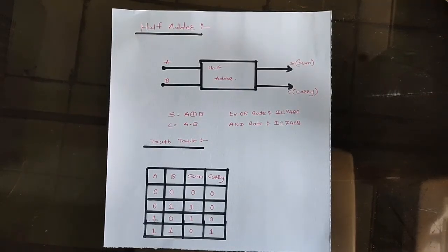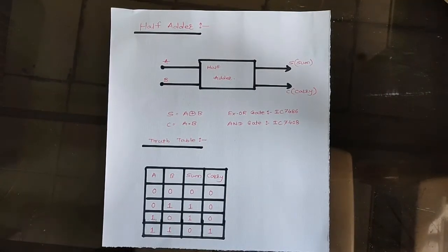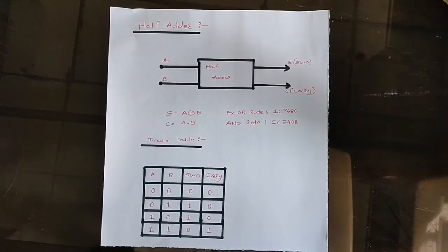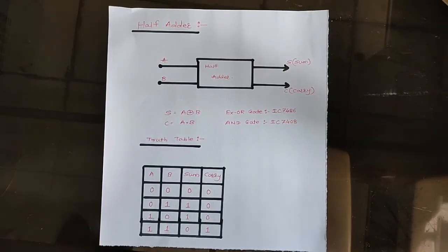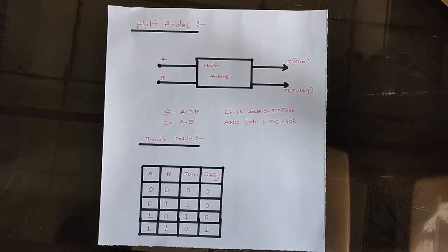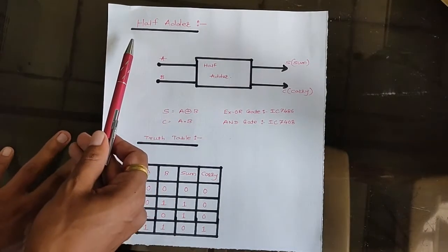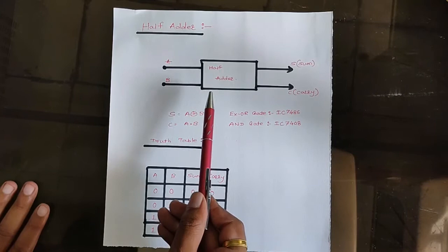Hello friends, in this practical we will cover the second part of our practical number 7, that is verify the truth table of half adder and full adder. Now first one is your half adder. Now this is the block diagram for your half adder.